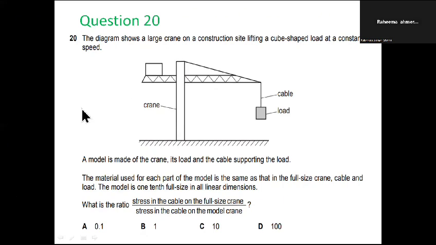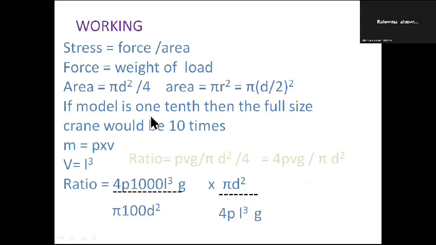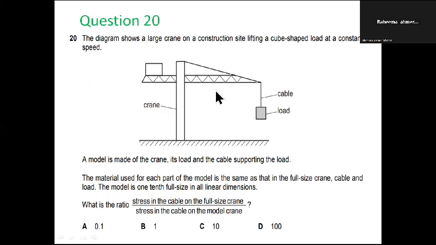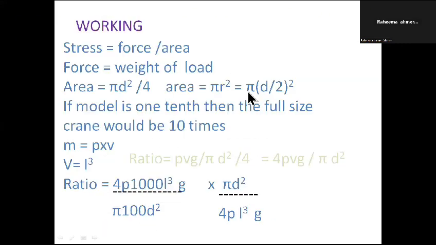So now let's begin. As we have to calculate the ratio between the stress, the equation for stress is force upon area. Now, as we are looking for the stress in the cable, the force would be the weight of the load, right? And the area is the cross-sectional area of the cable. As the cable is cylindrical in shape, the area is equal to pi r squared. And we have to express this in terms of diameter, because it's much easier to find the diameter than the radius. So to express the formula in terms of diameter, what do we have to do?